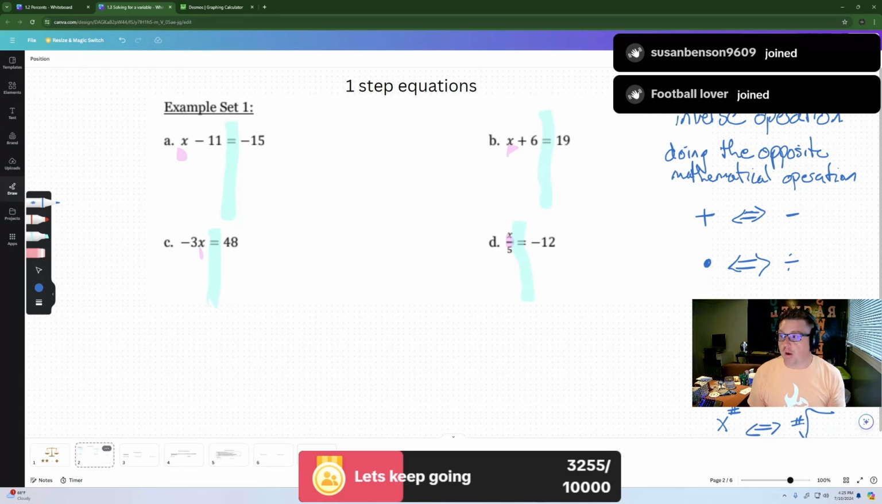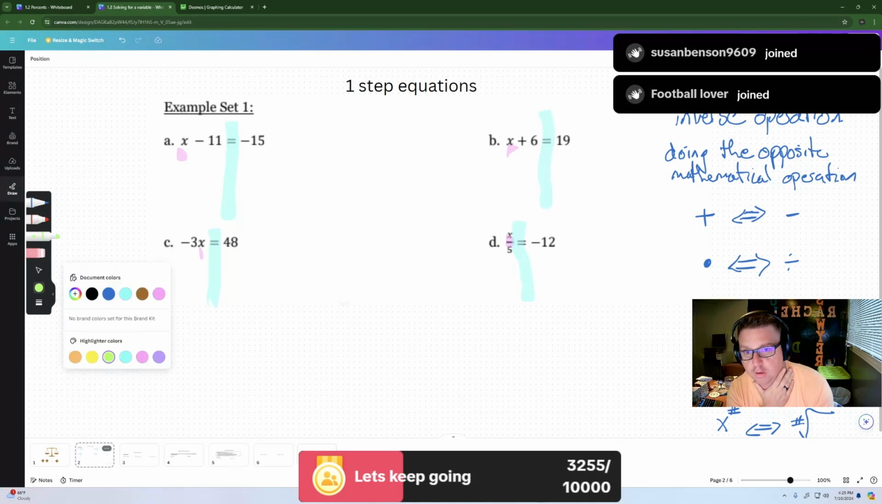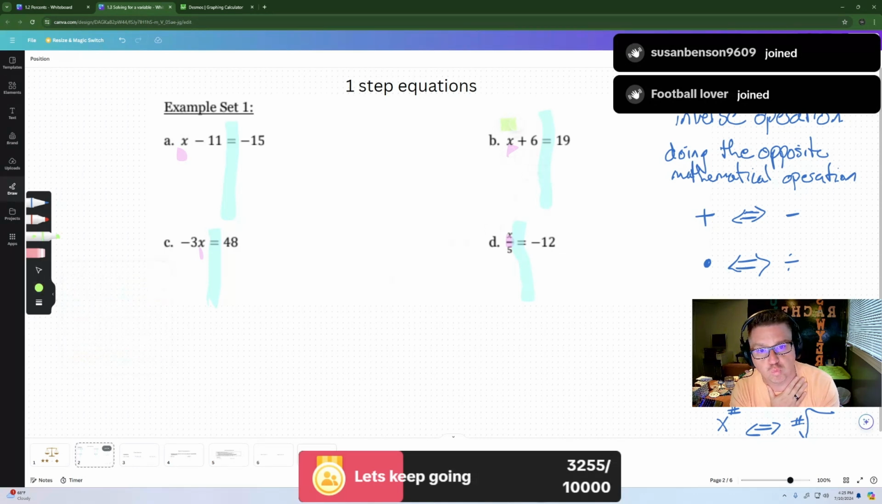All right, so our inverse operations, we're doing the opposite mathematical operation. So addition, subtraction, those are inverse operations. Multiplication and division, those are inverse operations. So when we look at this, we have an x plus 6, and then our equal sign, and then our 19. Okay, so what we want to do is focus on the highlight. Where is our highlight? You're going to say, well, the highlight's right here. Well, what numbers are on the same side of that highlight?